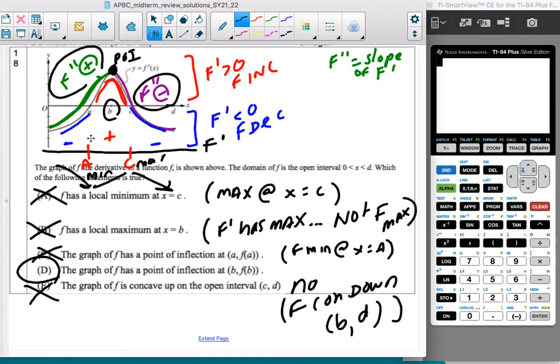So it's answer D. And that's tricky, but you're going to need to be able to, when you're given an f prime graph, which is what you're often given, recognize that the f prime graph being above or below the axis tells you the sign of f prime, and that the slope of the given graph is going to give you f double prime.